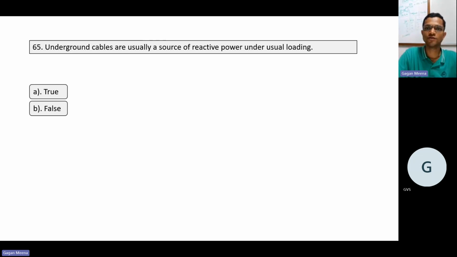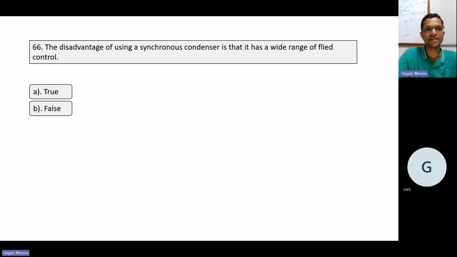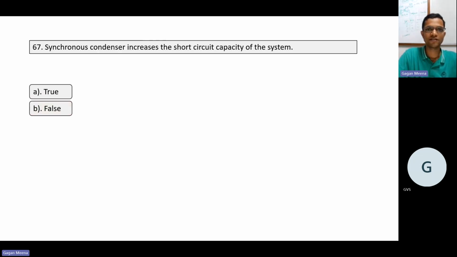Underground cables are usually a source of reactive power under usual loading. Yes, correct. They have high capacitance. The disadvantage of using a synchronous condenser is that it has a wide range of field control. No, it is not a disadvantage. Synchronous condenser increases the short circuit capacity of the system. Yes, that is true, because it will reduce the overall impedance, which will increase the short circuit capacity.